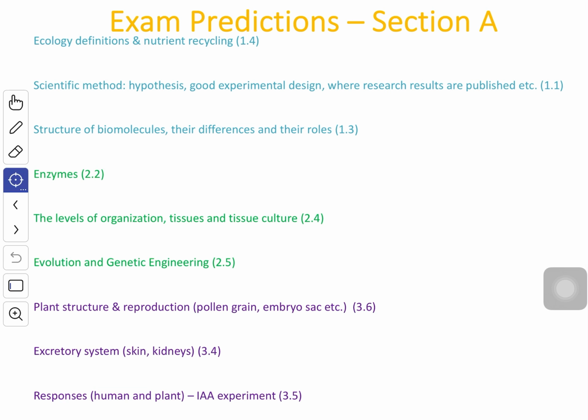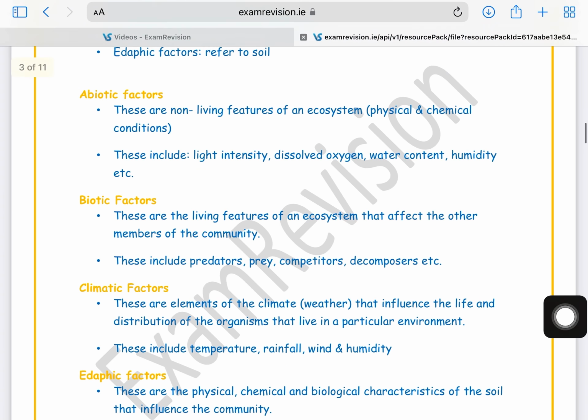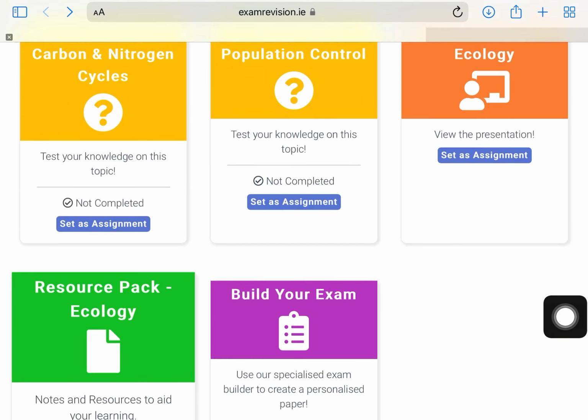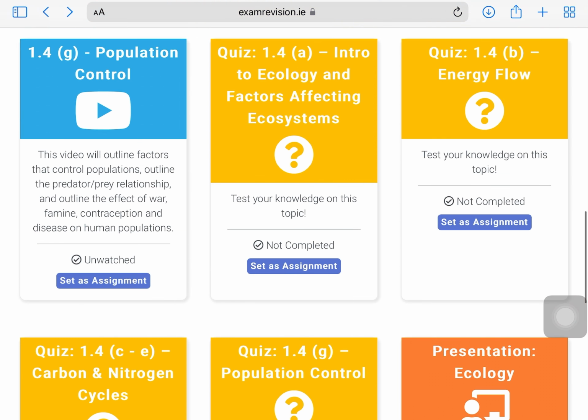Now again, I'm just not going to go through them all, but if I just pick enzymes 2.2, and I'll also pick evolution and genetic engineering 2.5, just to show you again on the website that there is loads of stuff available here for you already.